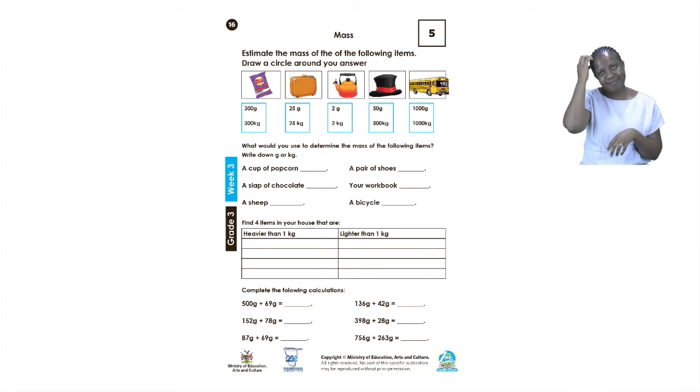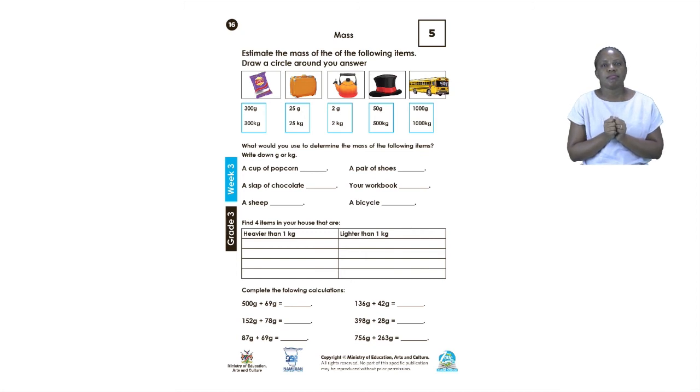Now, the last thing that you're going to do with me is you are going to find 4 things in your house that are heavier than 1 kilogram. And you're going to write those items down. Then you're going to look for 4 things that are lighter than 1 kilogram. So to help you, you can ask the people at home to show you what a kilogram looks like. And then from there, you will be able to tell whether it is heavier or lighter than the items you pick.